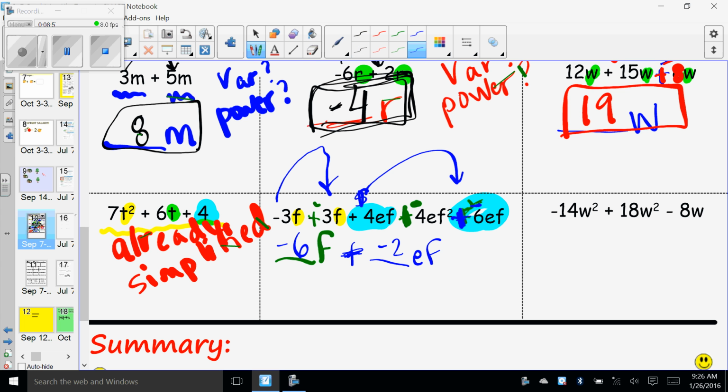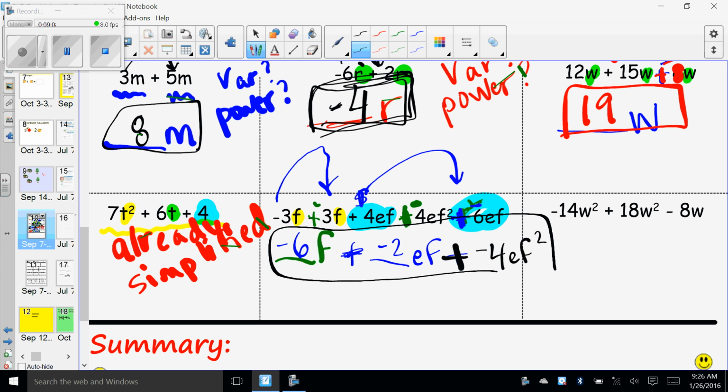And the only thing that's left then is this negative 4 EF squared. There's our answer there. Negative 6F plus negative 2EF plus negative 4EF squared. Really in any order. We can put this in any order because of the commutative property, but that is the answer to that problem. We cannot combine any further there because it has to be the exact same variable to the exact same power in order to combine like terms. So we are done. Go ahead and catch up if that was too fast. We have one left before that summary.